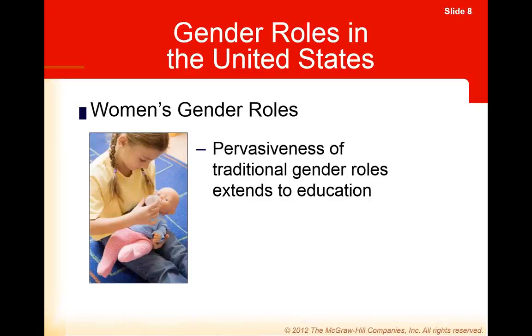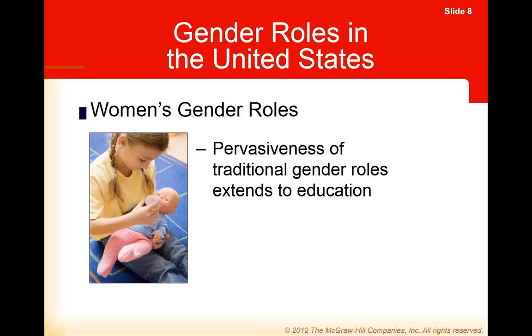Girl playing with a doll, feeding it. It's a surrogate infant. I mean, she's being socialized into the expectation that females will be the primary caregivers in the family. So we see this pervasiveness of traditional gender roles extends to education.